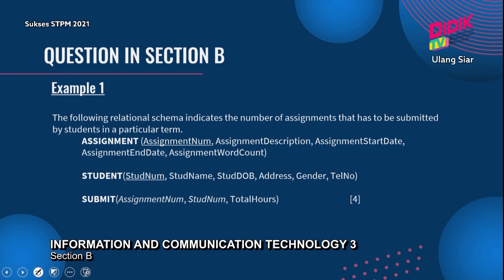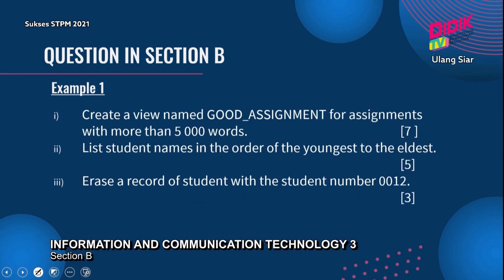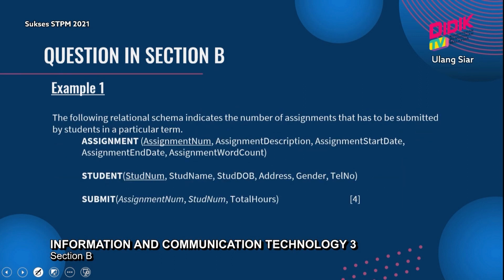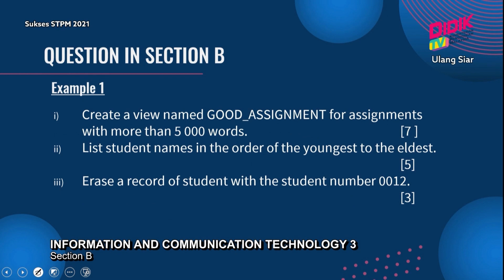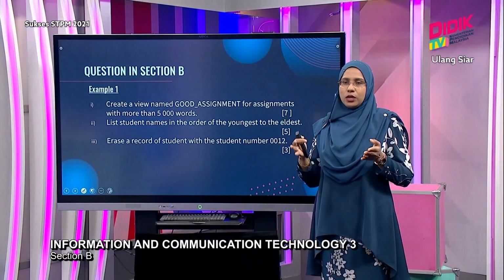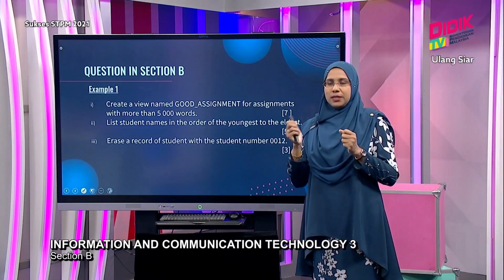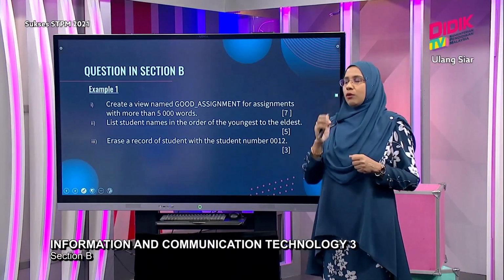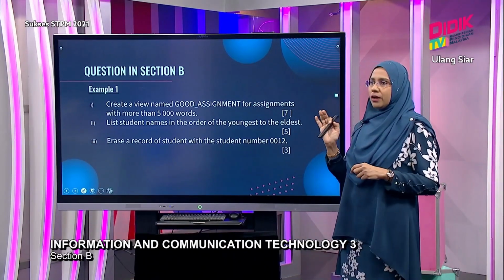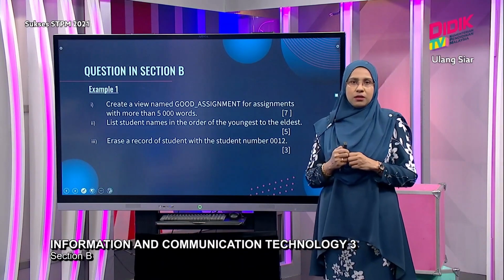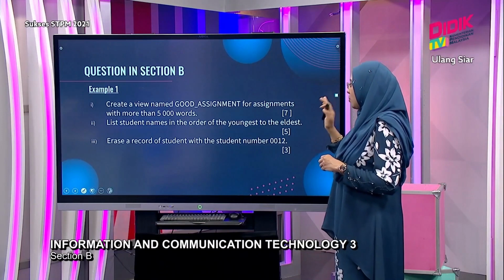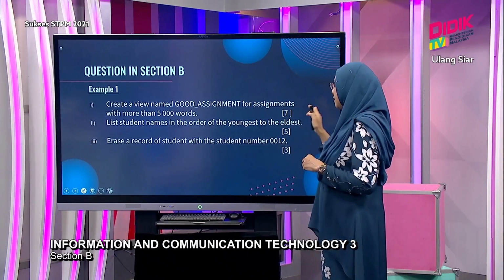So this is the question. They are asking, from the situation given, to create a view named good assignment for assignments with more than 500 words. So what they actually want is for you to create a view, and the name of the view is good assignment. And what is the condition? The condition is the word count must be more than 500 words. 7 marks given, a lot. So make sure you write in the correct syntax to get all 7 marks.